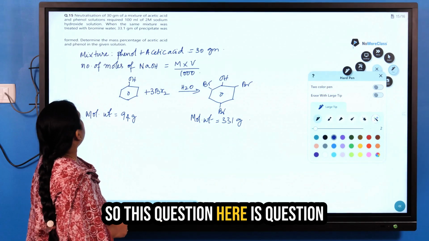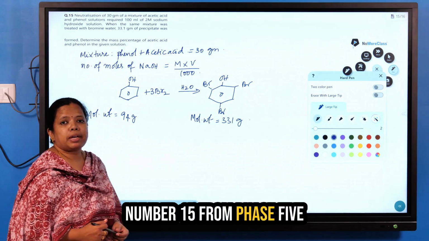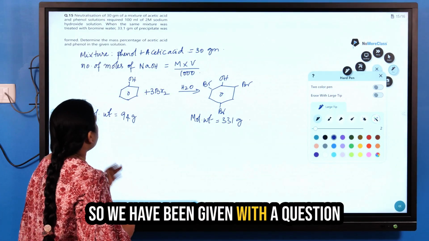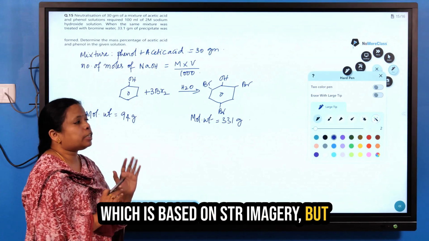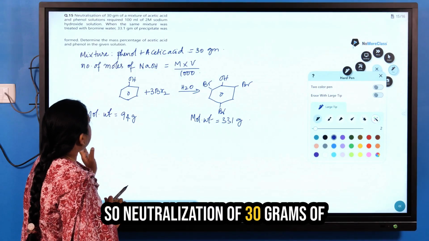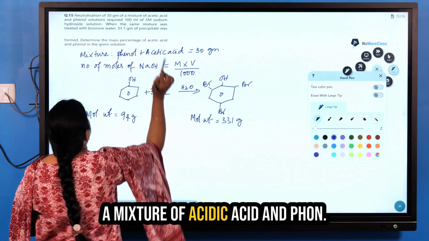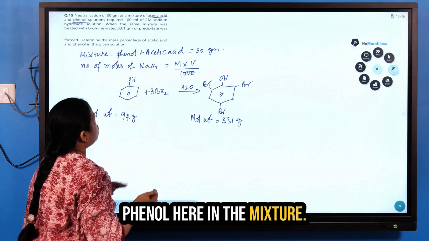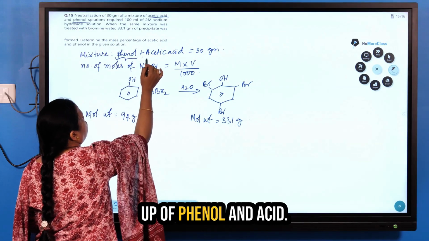So this question is question number 15 from phase 5, alcohols, phenol ethers, exercise 1. We have been given a question which is based on stoichiometry, but involving organic compounds. Neutralization of 30 grams of a mixture of acetic acid and phenol. So the mixture is made up of phenol and acetic acid.